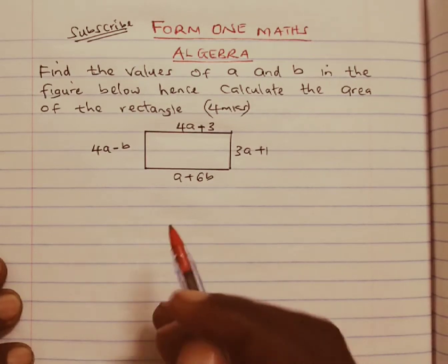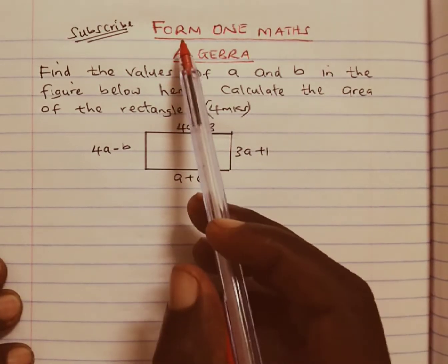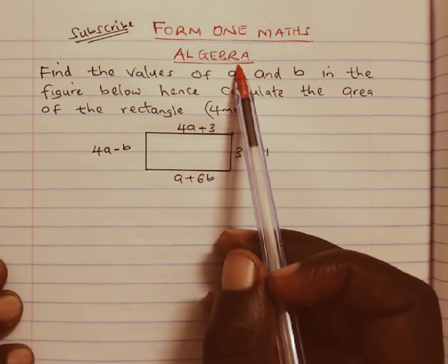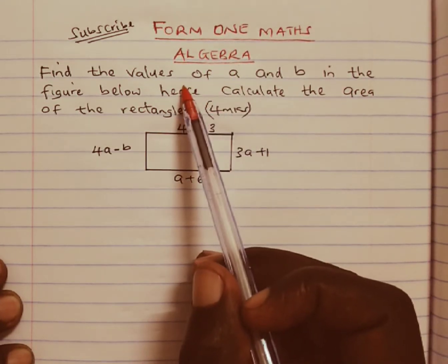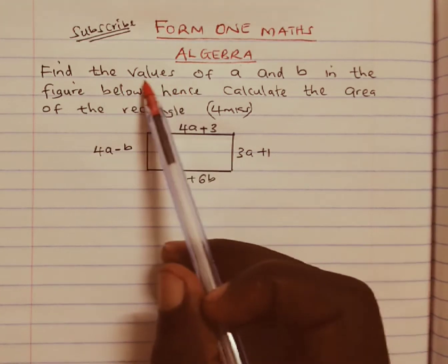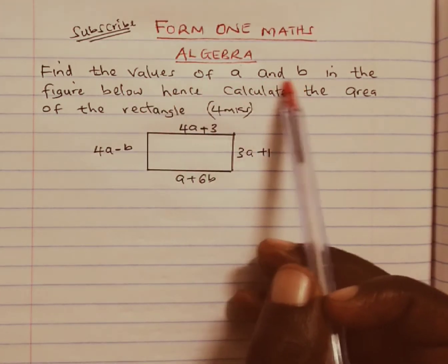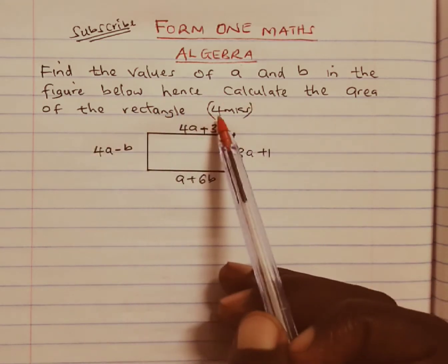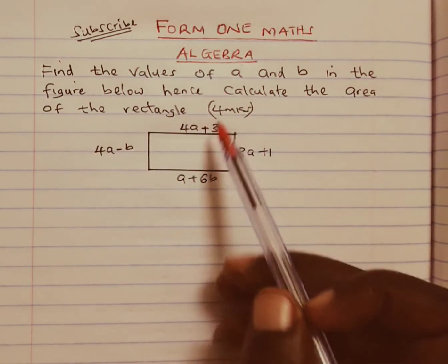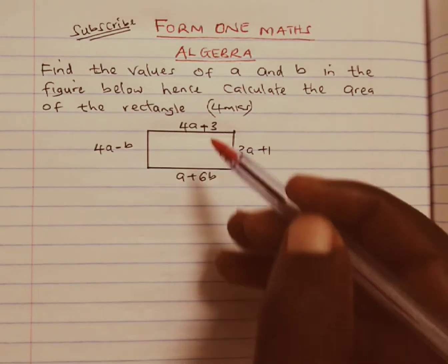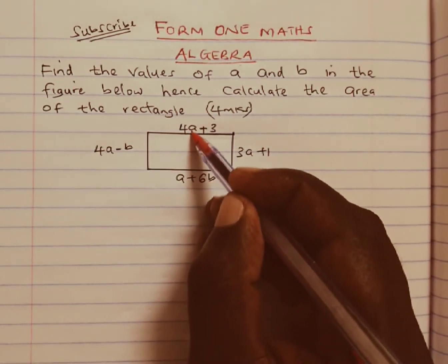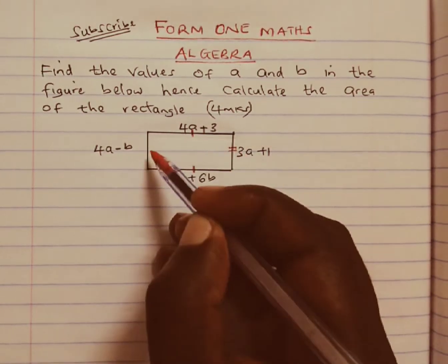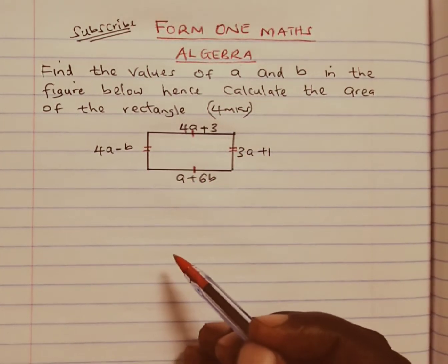Welcome to today's lesson. Today we are going through Form 1 Mathematics under the topic Algebra, and the question we have reads: find the values of A and B in the figure below, hence calculate the area of the rectangle for marks. We know this is a rectangle where this length and this length are equal. Also this width and this other one are equal.